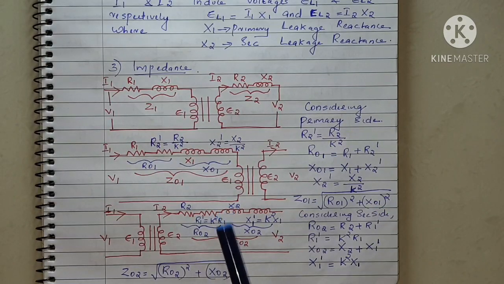Considering the second case, that is primary resistance, reactance and impedance getting shifted to the secondary side. So, R1 dash becomes K square into R1 and X1 dash becomes K square into X1. Thus, R2 plus R1 dash makes R02 and X2 plus X1 dash makes X02, and the impedance on the secondary side can be written as Z02 equal to root of R02 whole square plus X02 whole square.